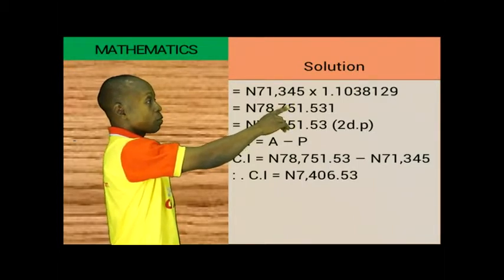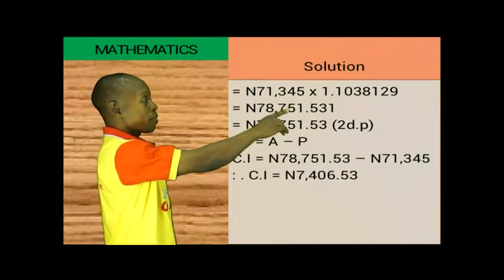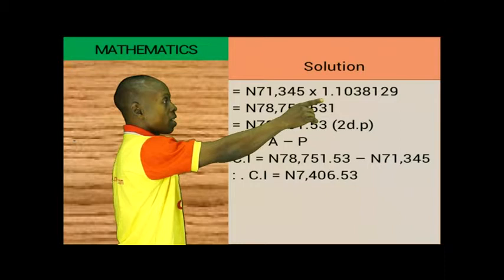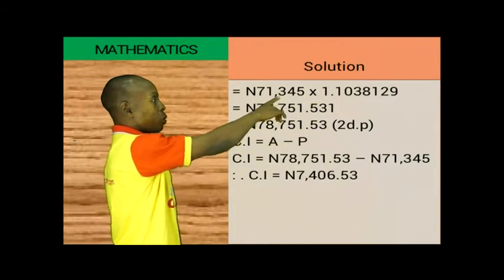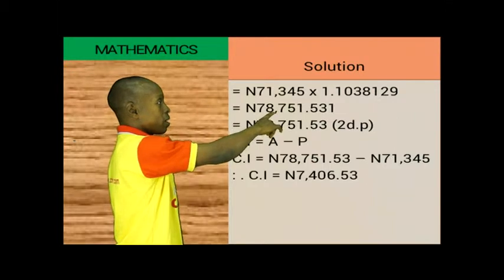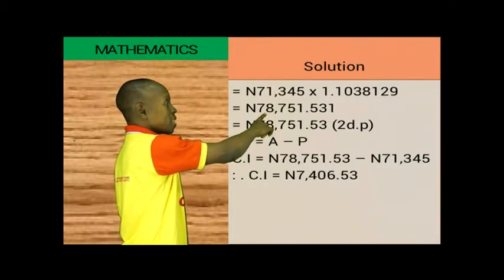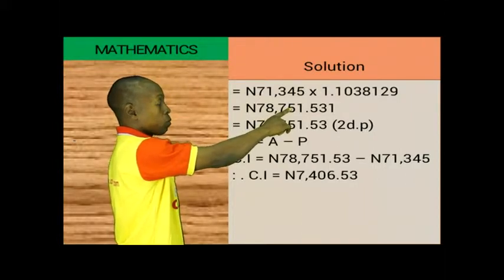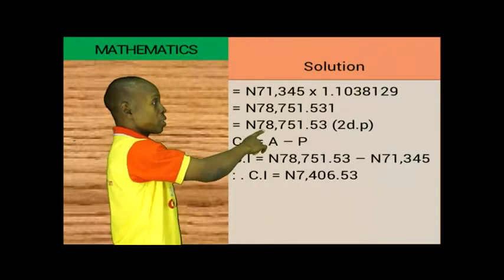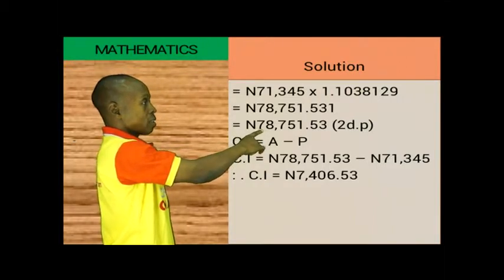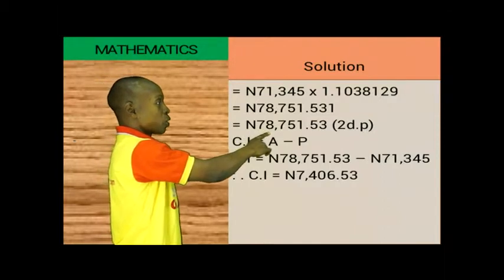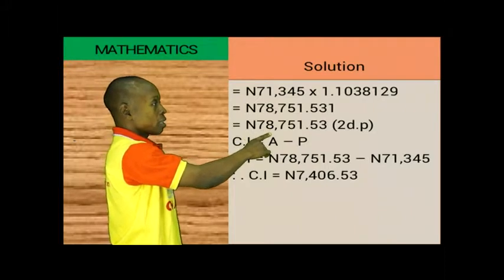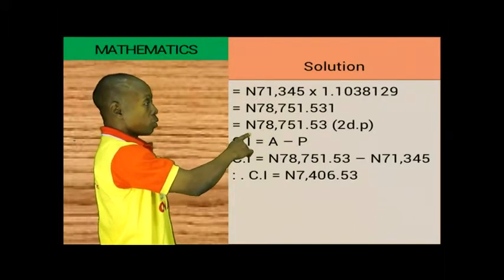When you multiply 1.025 four times, you have 1.1038129. When you multiply that by 71,345 naira, you have 78,751 naira 531 kobo. Then, if you approximate to 2 decimal places, you have 78,751 naira 53 kobo to 2 decimal places. So that is the amount.